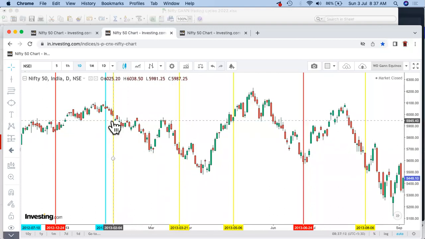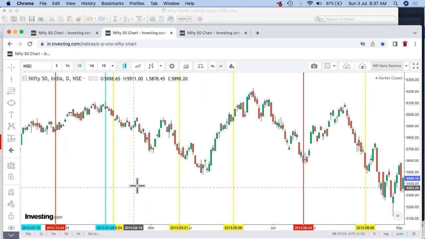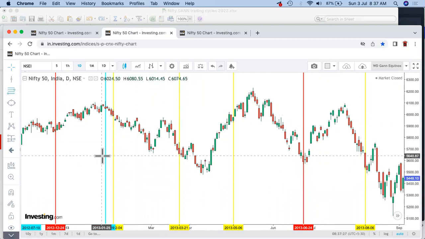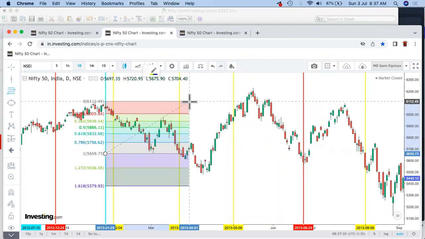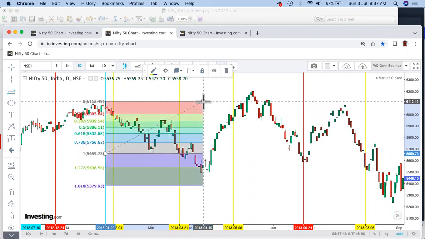Let's go to the next date. The next date has been 22nd of March. Yes, let me draw a small Fibonacci, giving us more relevant dates. Yep, perfect, to the point.